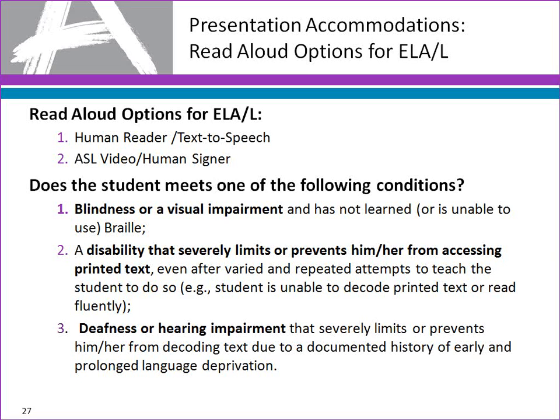Now, blindness or visual impairment. This is an easy one. This is a student who is likely newly blind or in the earlier years and hasn't fully learned Braille, so they couldn't access the assessment in Braille, or is unable to use Braille. They could have a read aloud or text-to-speech for the ELA assessment.